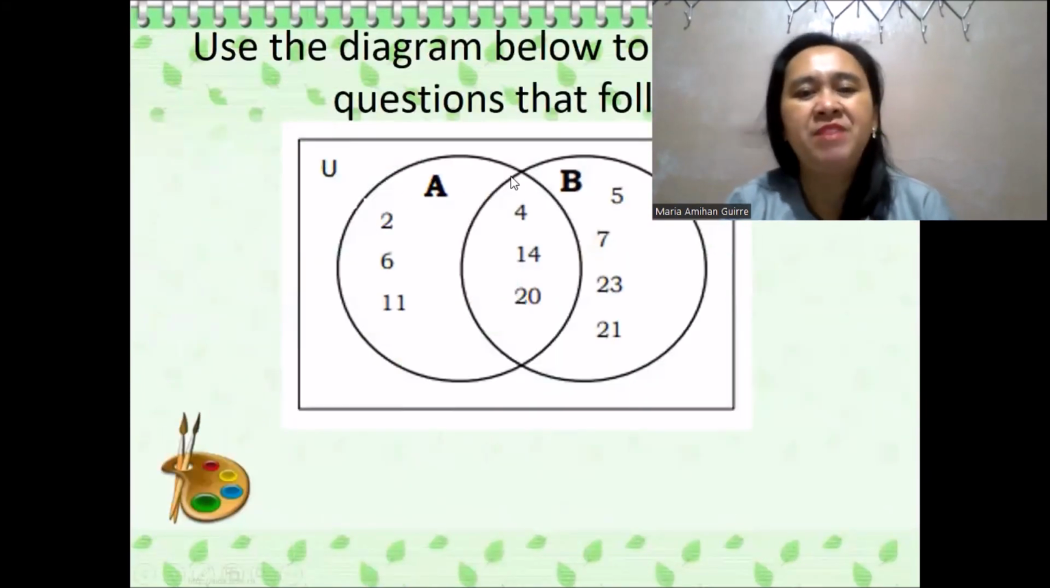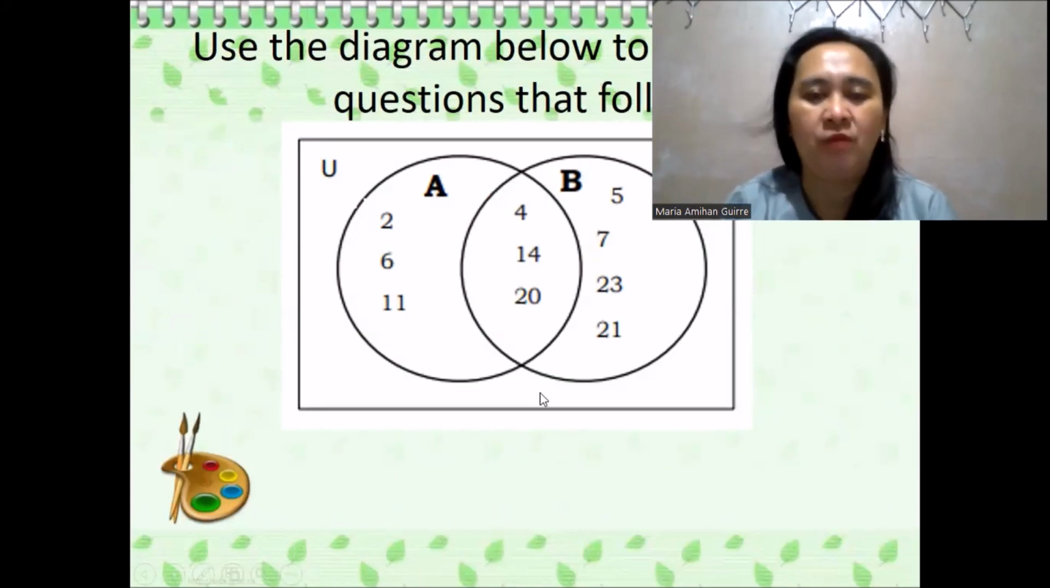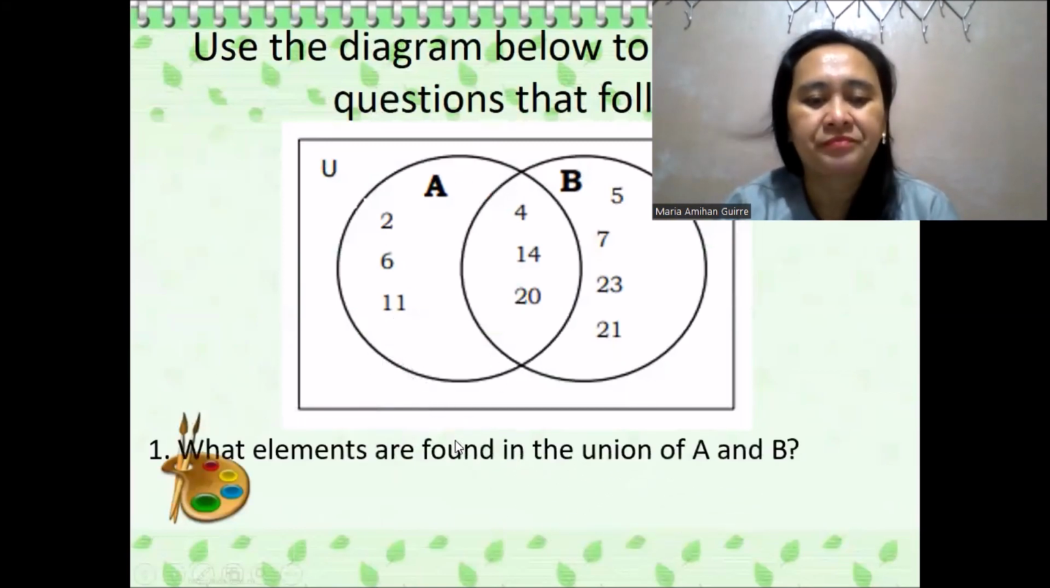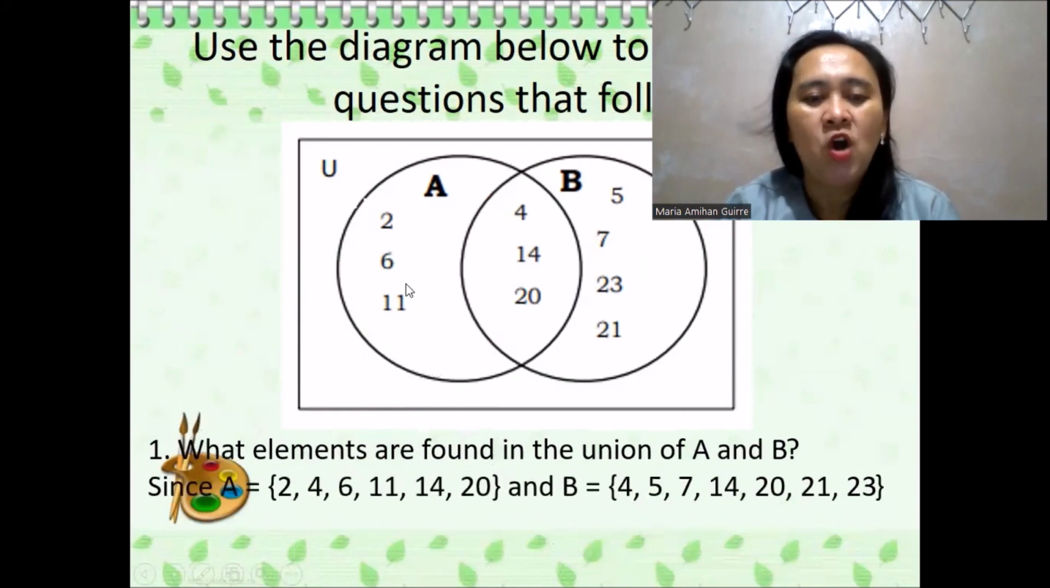So use the diagram below to answer the questions that follow. So from the given, we have the universal. The universal are all elements from set A and set B. Set A have elements of 2, 4, 6, 11, 14, and 20, while set B have elements of 4, 5, 7, 14, 20, 21, 23. So question, what elements are found in the union of set A and set B?